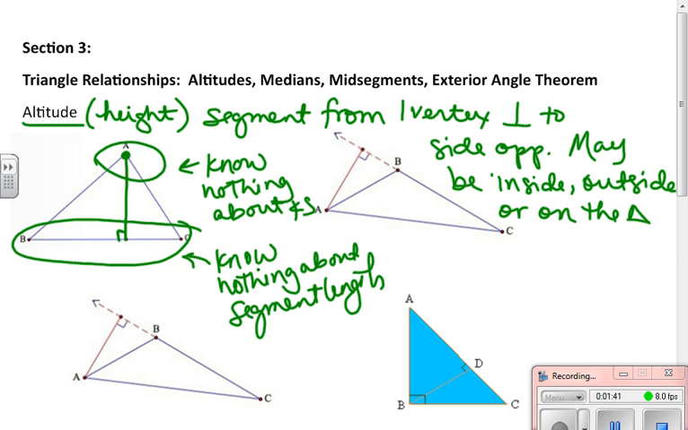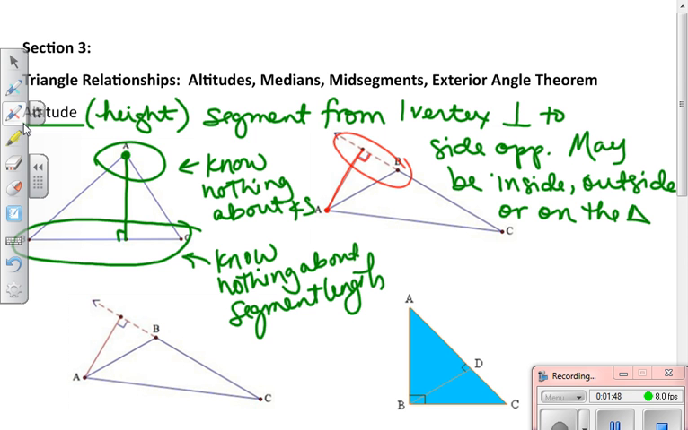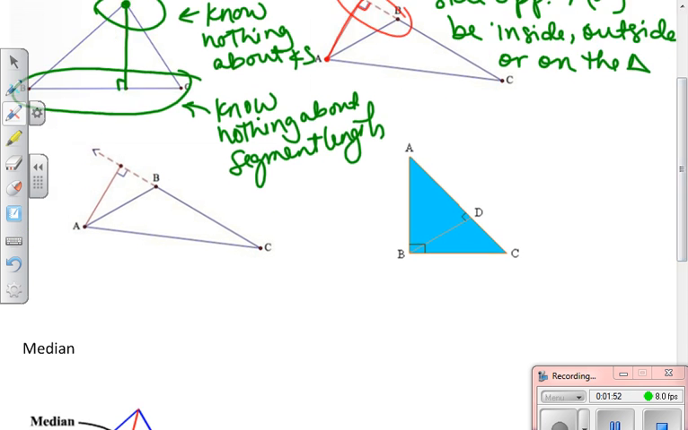In this next case, you can see from this vertex perpendicular actually takes us outside the triangle. That's what the dashed line means. Here, we actually have all three drawn in. From this vertex, perpendicular happens to be on. From this vertex, perpendicular happens to be on. And then we have the one that is inside. So every triangle has three unique perpendicular altitudes.